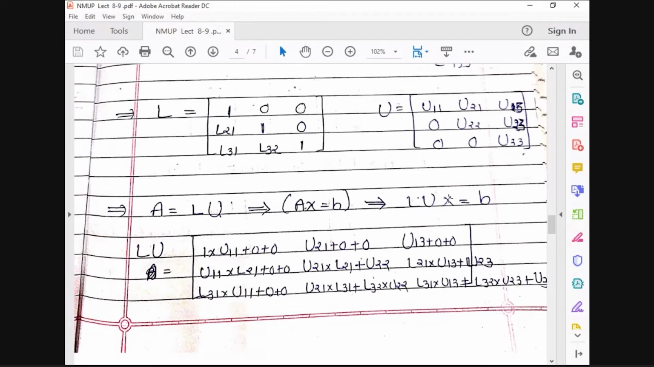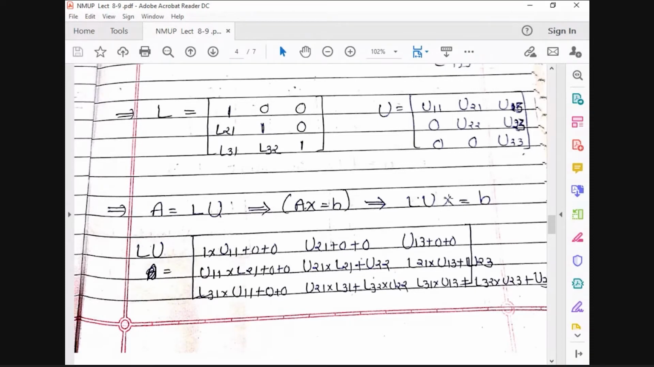Okay. In the same way, I have to multiply the same first row with the second column. So 1 with U12, 0 multiplied with 2 2 is equal to 0, and 0 multiplied with 0 is equal to 0. And again, the first row with the third column: U13 plus 0 and 0.